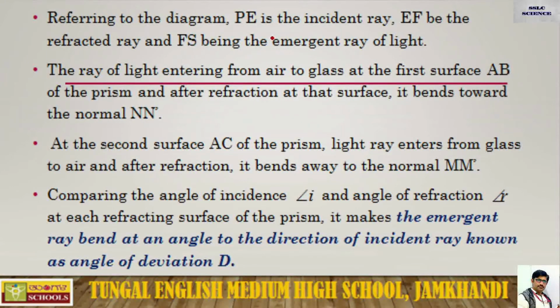Referring to the diagram, as I said, PE is the incident ray, EF is the refracted ray, FS being the emergent ray of light. The ray of light enters from air to glass at the first surface AB of the prism, and after refraction at that surface it bends towards the normal, N dash. At the second surface AC of the prism, light enters from glass to air. After refraction, it bends away from the normal, M dash.